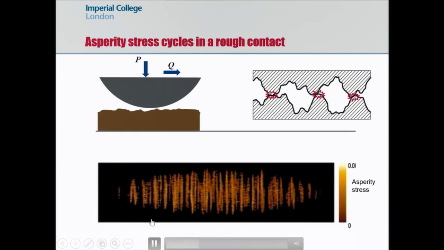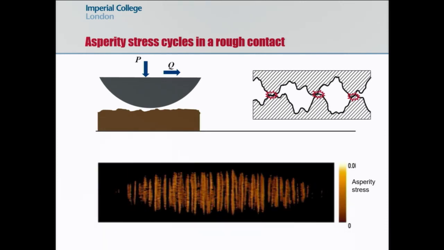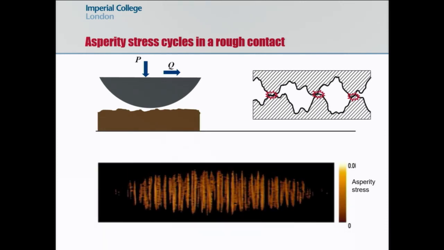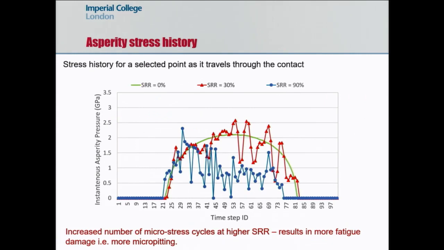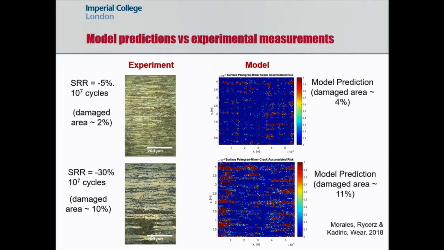is because of interaction of asperities. This is actually in our experiment. You can see the asperities interacting with each other. That creates stress history. If you're unlucky to sit on top of one of those, this is the kind of stresses you will experience depending on the slide-roll ratio. And of course, that gives you some accumulation of fatigue damage on asperity cycle level.